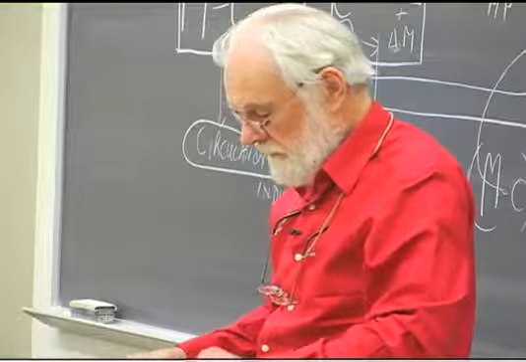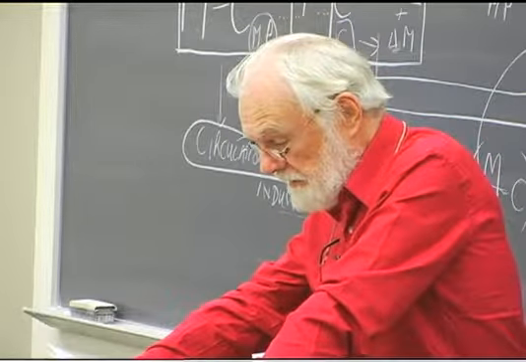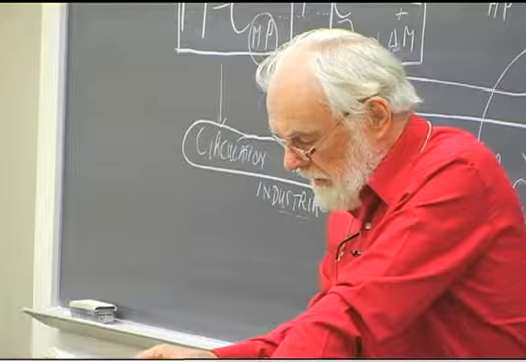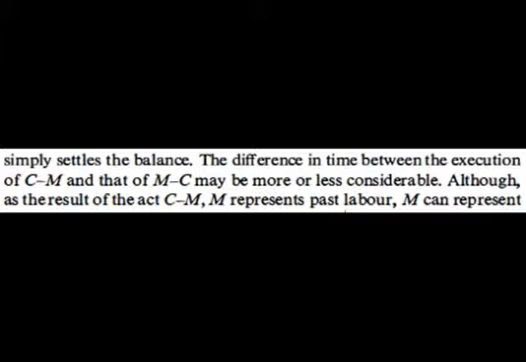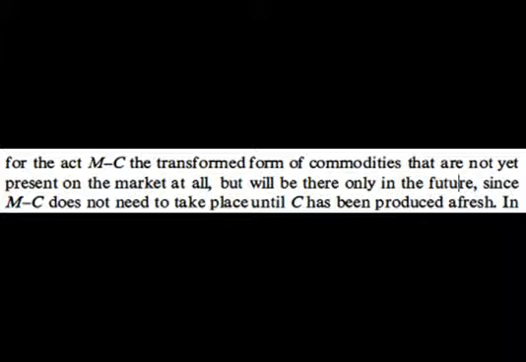And there's a discussion in here too about how means of payment don't necessarily coincide with the actual consumption of commodities. As he says at the bottom of 151, the difference in time between the execution of C and M and that of M to C may be more or less considerable. Although, as a result of the act C to M, M represents past labour, M can represent, for the act MC, the transformed form of commodities that are not yet present on the market at all, but will be there only in the future, since MC does not need to take place until C has been produced afresh.